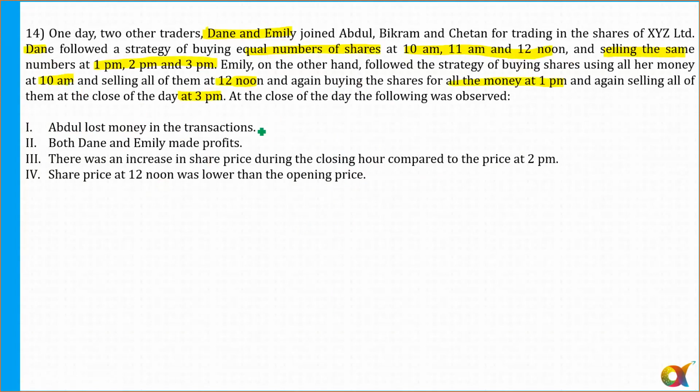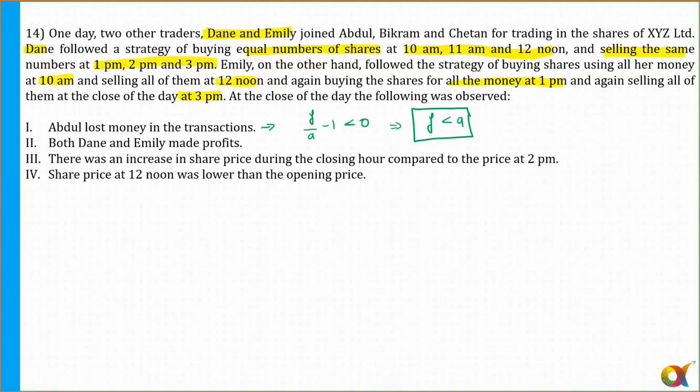So what is the return for Abdul? The return for Abdul is equal to F by A minus 1. So it is less than 0. So from here, I can say that F is less than A. Is that part clear to all of you? The return for Abdul is here, so F is definitely less than A. Both Dan and Emily made profit. I'll come to the second point later on.